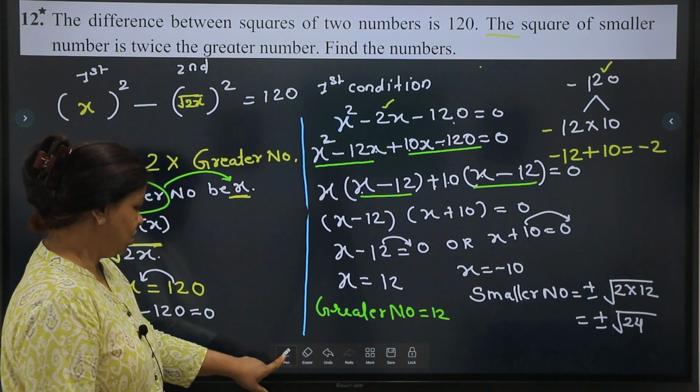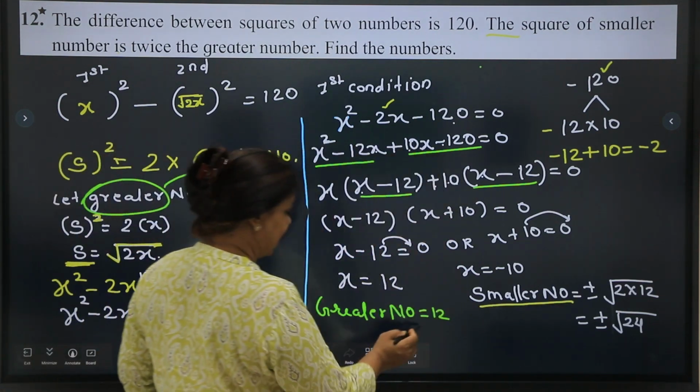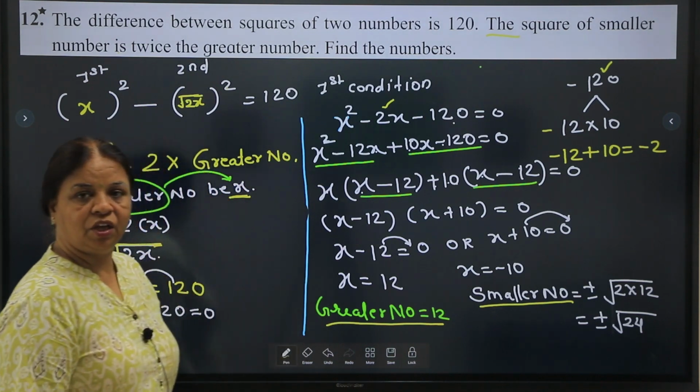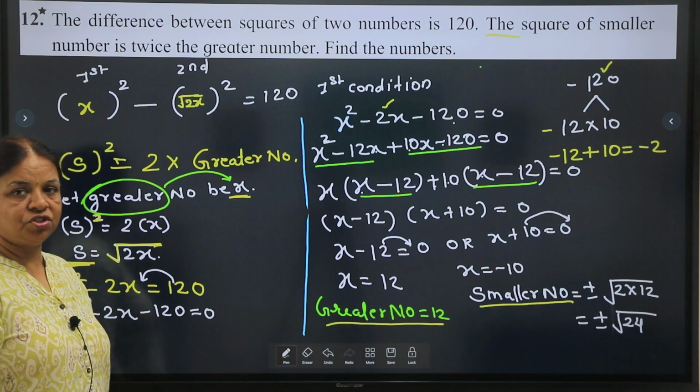So we got the answer for the smaller number as well as the greater number. You can pause the video and you can solve the sum. Let's move to the next question, children.